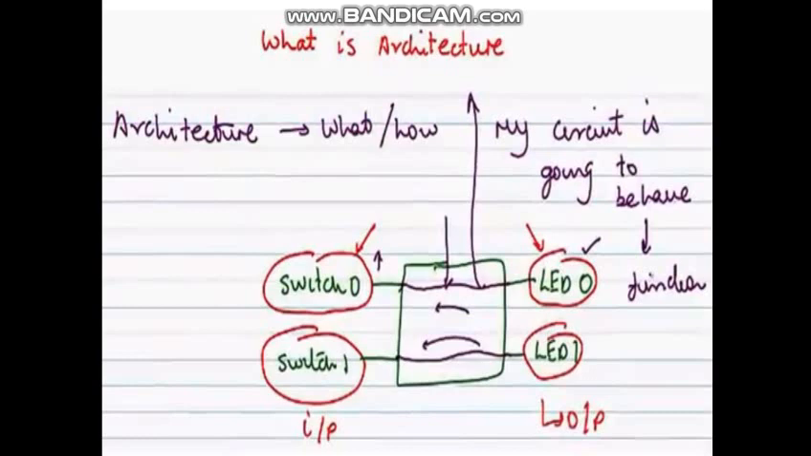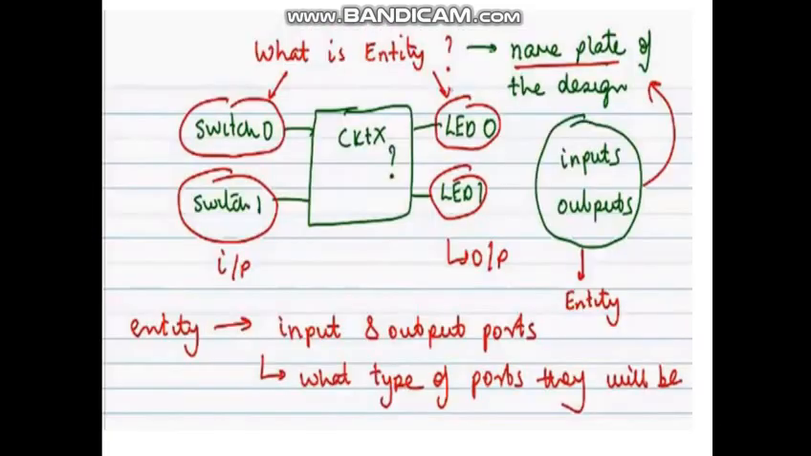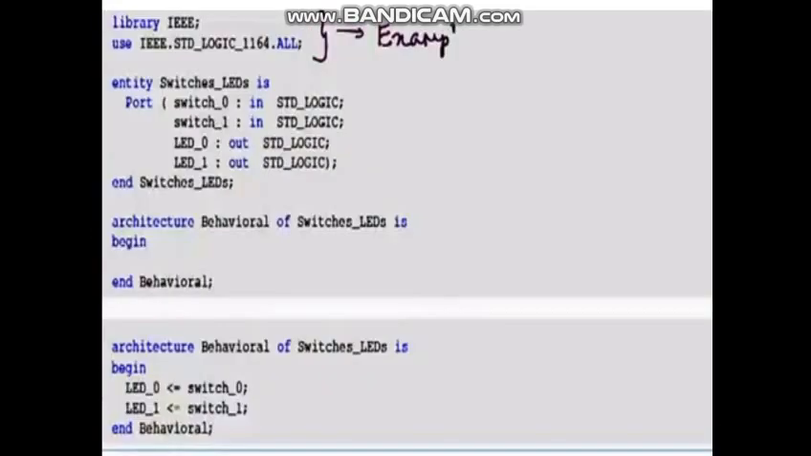Now here we take a simple example of a circuit. That circuit has two switches, switch 0 and switch 1, and two LEDs, LED 0 and LED 1. I want to write the library for this circuit and the entity of the circuit. In that entity, we specify the two switches acting as inputs and two LEDs acting as outputs. We already discussed all this, but the important term is the architecture.